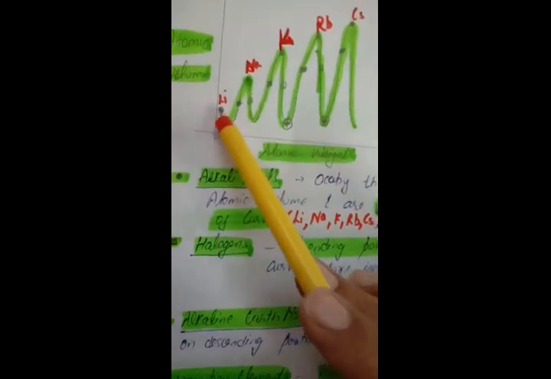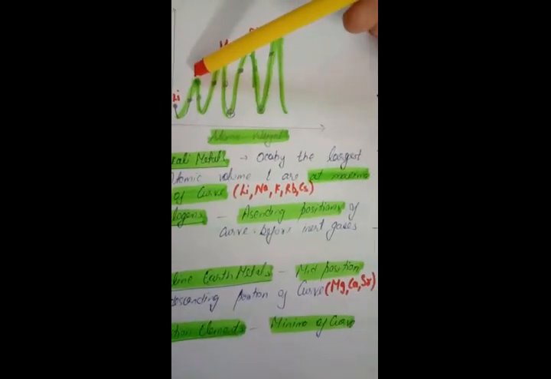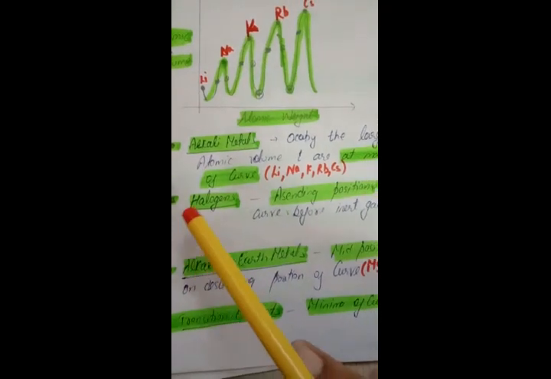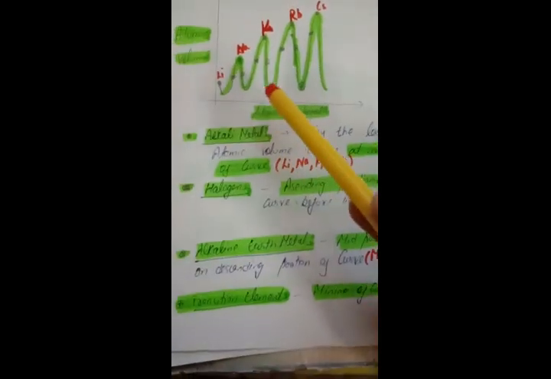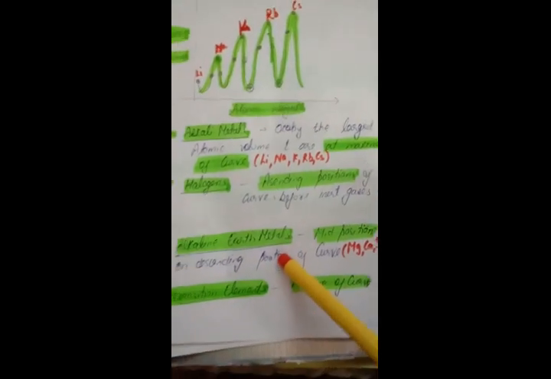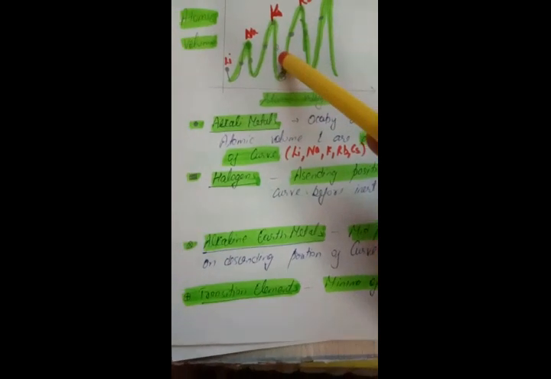I have shown this in circular form: the alkali metals, with the circle, occupy the largest positions and are present at the maxima of the curve. With this square, I have tried to show halogens, which occupy the ascending position of the curve. Then alkaline earth metals, which I have shown with the cross, occupy the descending position on the curve.